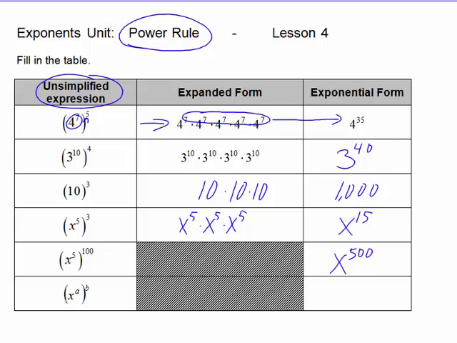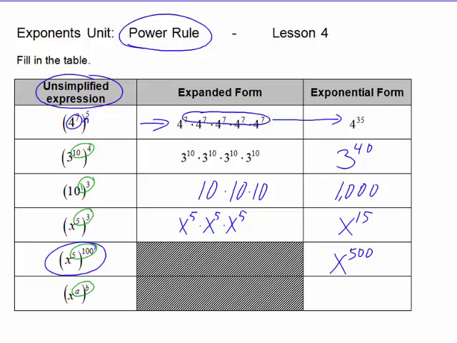Alright, here's all of the table filled in, except for the last row there. We'll do that together. In this x to the 5th to the 100, I wasn't going to ask you to write out 100 x to the 5ths, but if you could imagine what that would look like, there would be 500 x's all multiplied together. So the pattern you should be discovering is that you can just multiply the powers together when you have this parentheses. This is called the power rule.